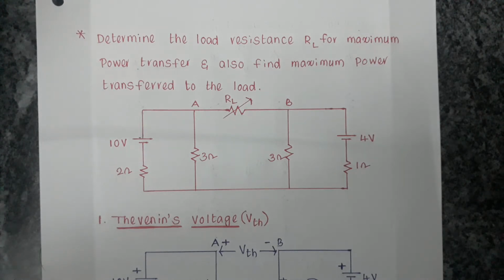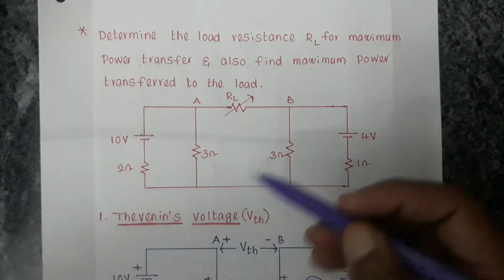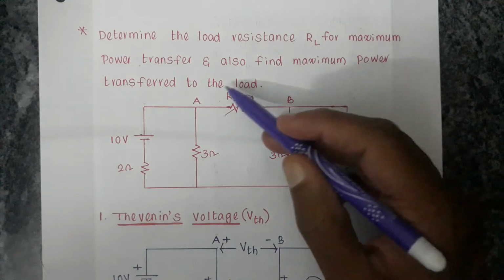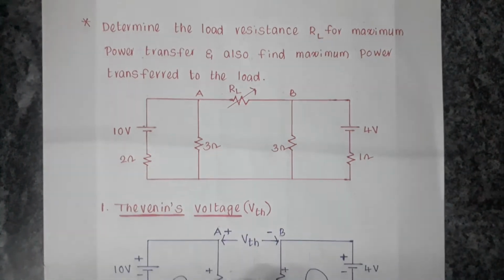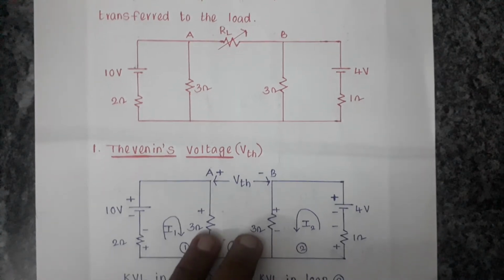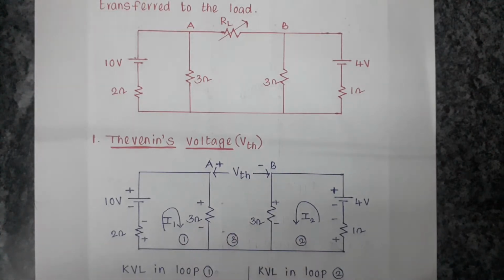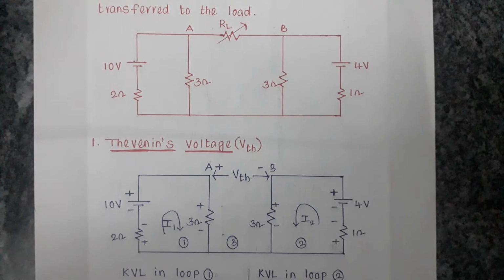And in the third step, we have to construct a Thevenin's equivalent circuit, and in the fourth step we have to connect this RL to that Thevenin's equivalent circuit. So here, the first step is Thevenin's voltage. We have to find Thevenin's voltage.